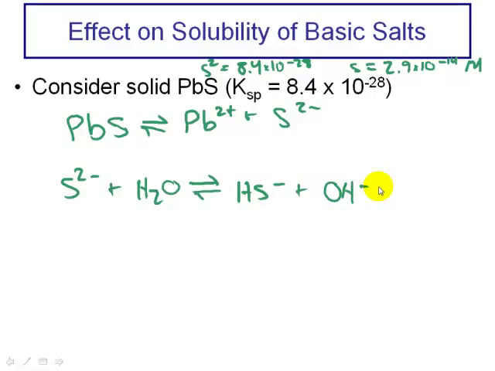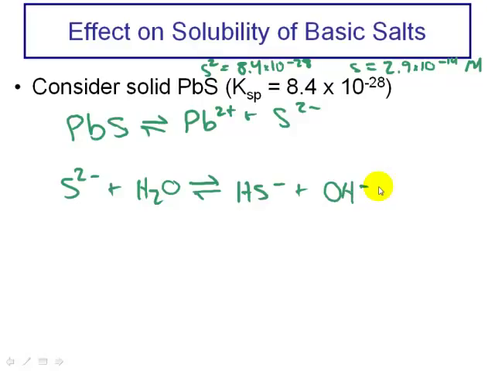Now, here's the thing. Let's think about this in terms of Le Chatelier's principle. If the sulfide ions, once formed, are able to go through the second reaction, react with water and accept the proton to make hydroxide, what is happening to their concentration in the solution? It's decreasing. If these get used up, what is that going to do to the position of equilibrium? It's going to shift it right, and so this is going to be more soluble than predicted by its KSP value.